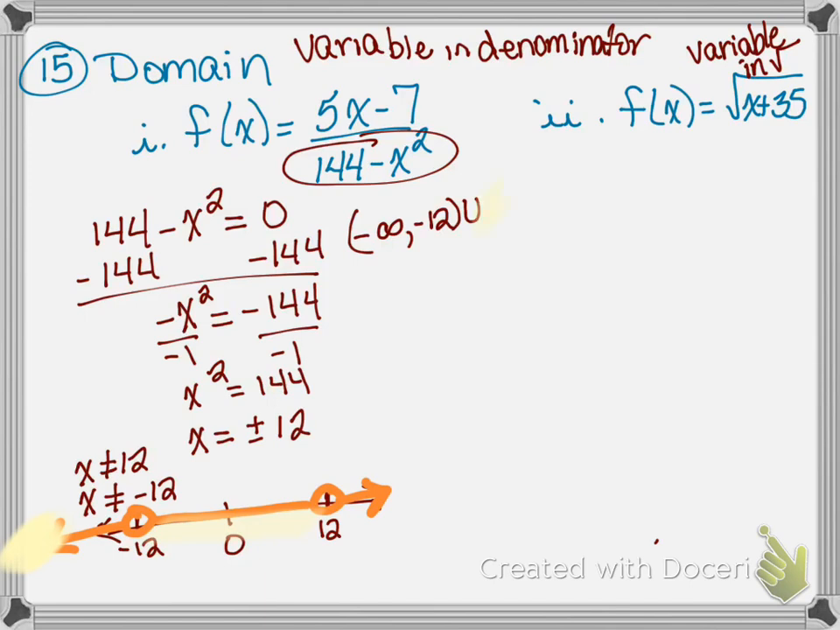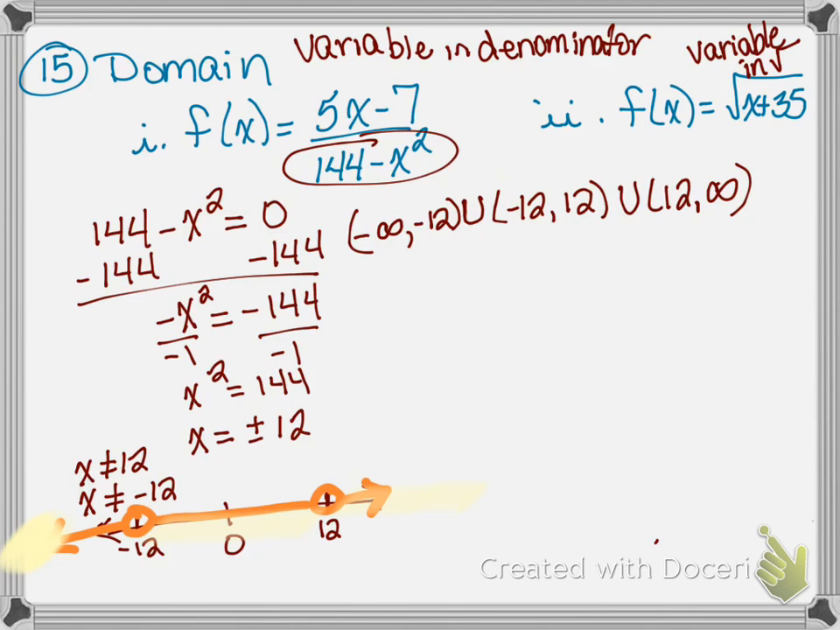So I've got negative 12. Sorry about that. Then I've got negative 12 to positive 12. Okay? Then my last section is going to be anything greater than 12. And that goes all the way to infinity. So that is the interval notation for x cannot be 12 and cannot be negative 12.